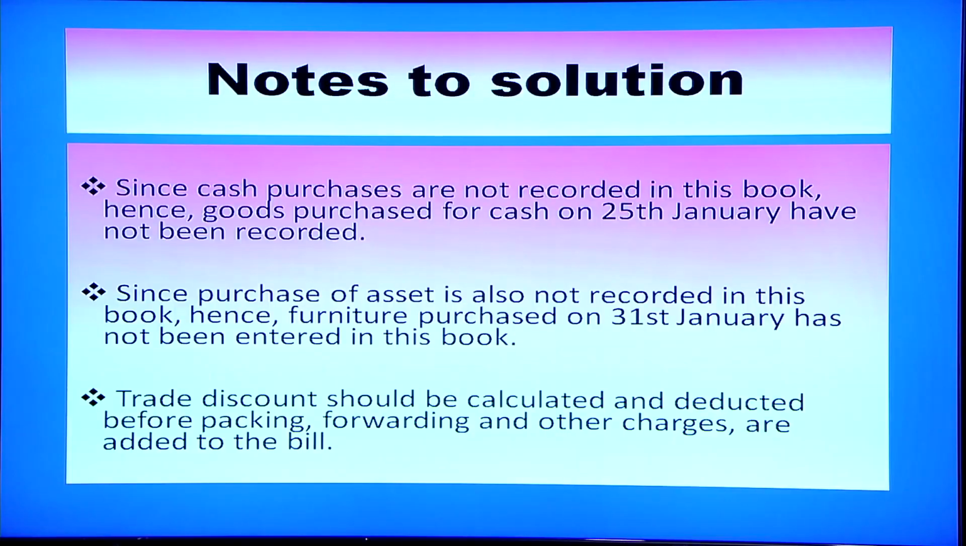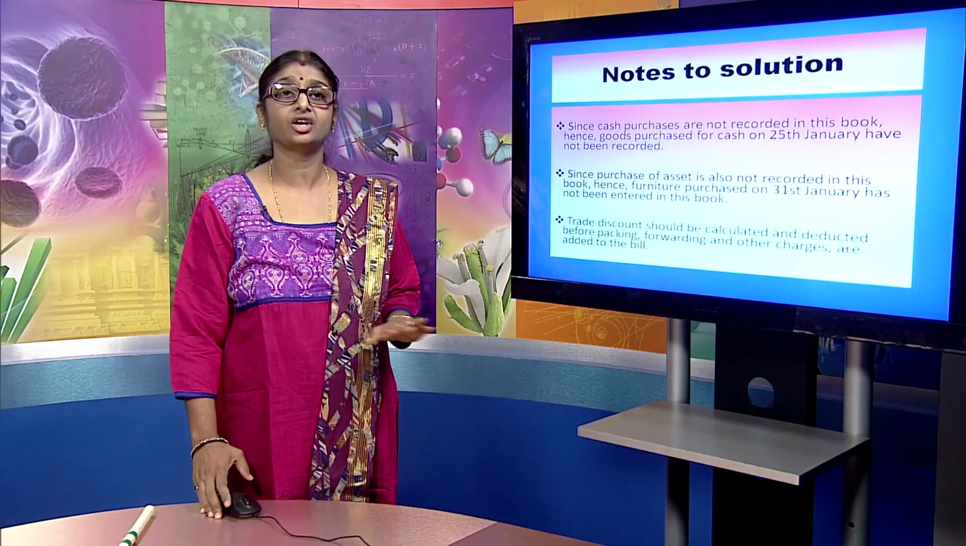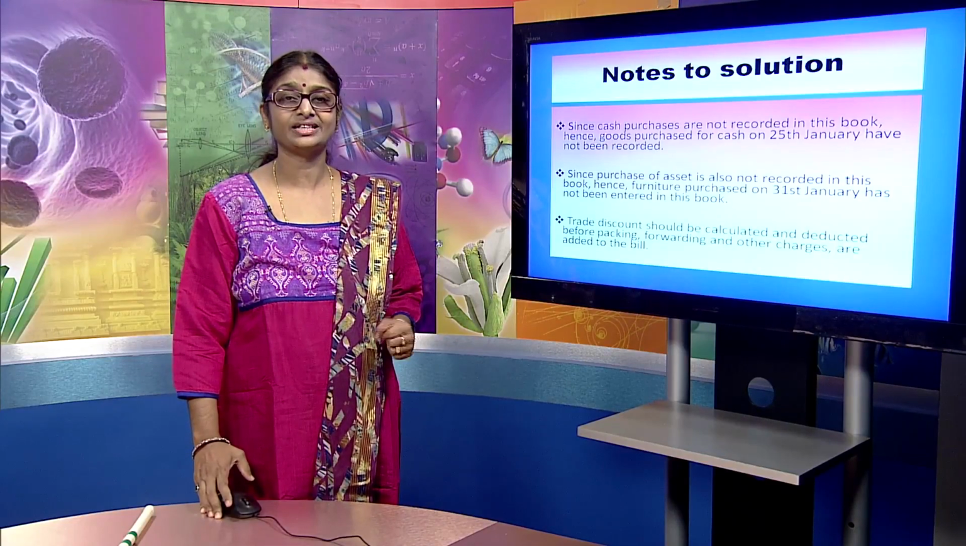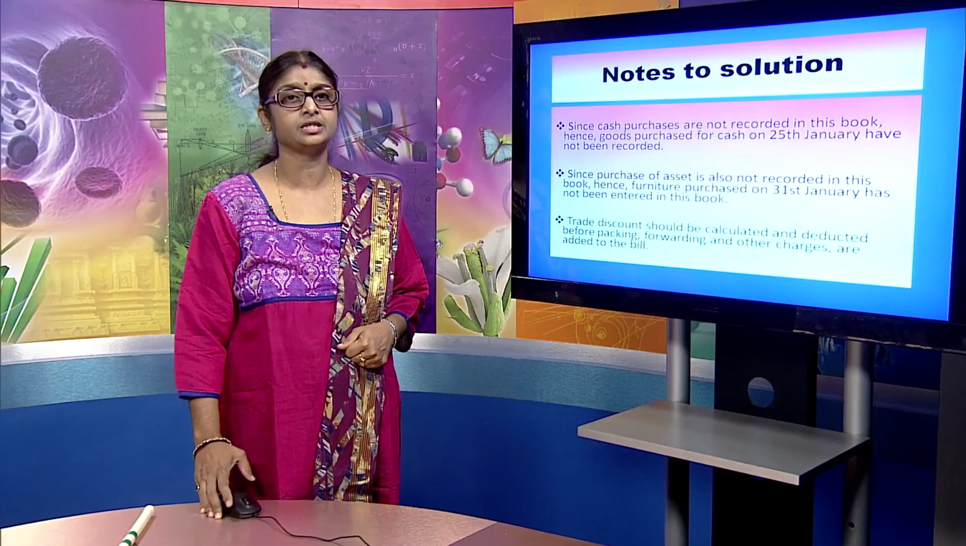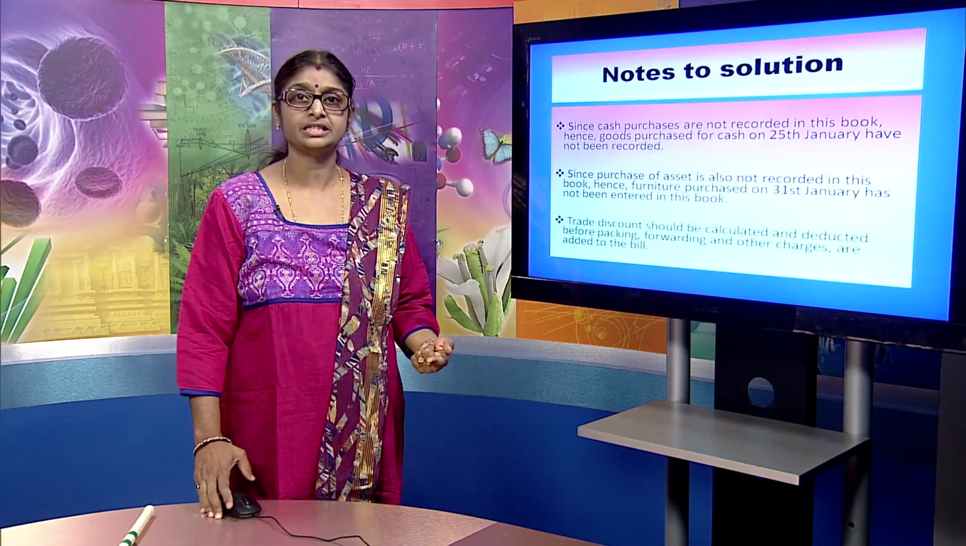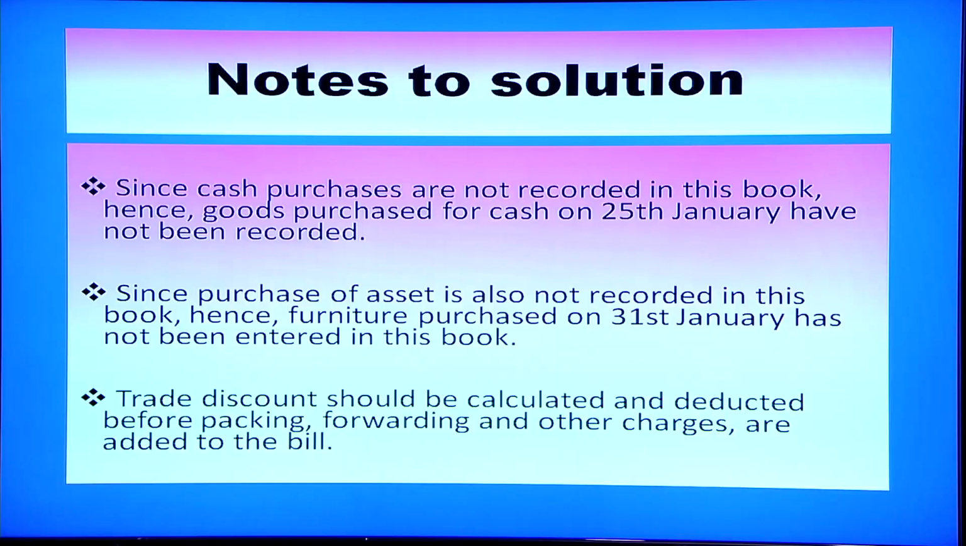Here one note I want to mention to you, cash purchases are not recorded in the purchases book. So goods purchased on cash on January 25th we have not recorded. Purchase of asset is not recorded in the purchases book. So furniture purchased on 31st January is not recorded in this book. Trade discount should be calculated before packing and should be deducted from the amount.